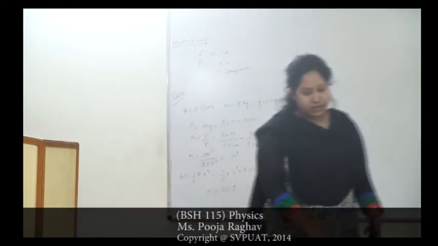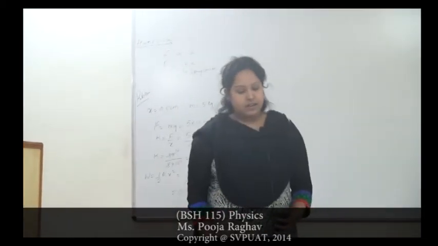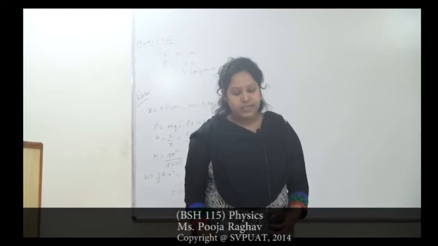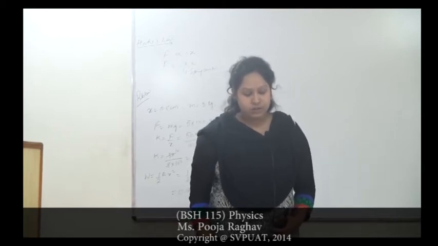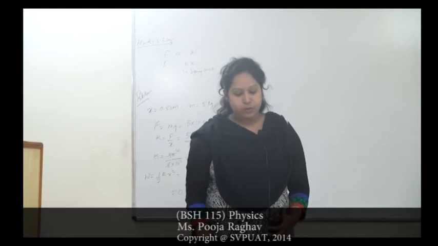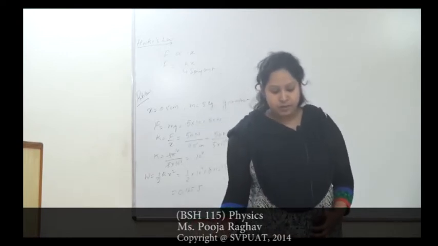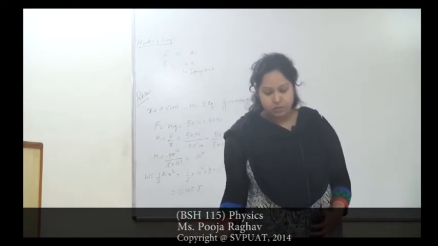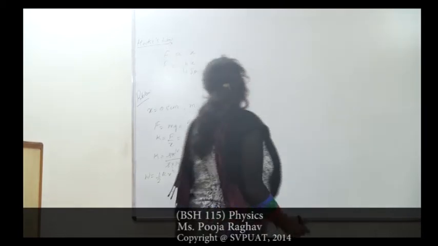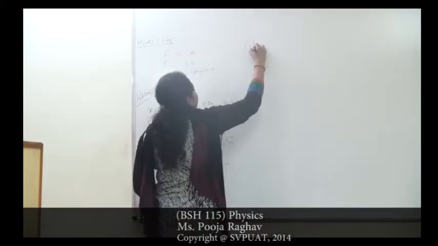Now we take the second problem. An elevator weighing 500 kg is to be lifted up at a constant velocity of 0.4 meter per second. What should be the minimum horsepower of the motor to be used? Then problem second.